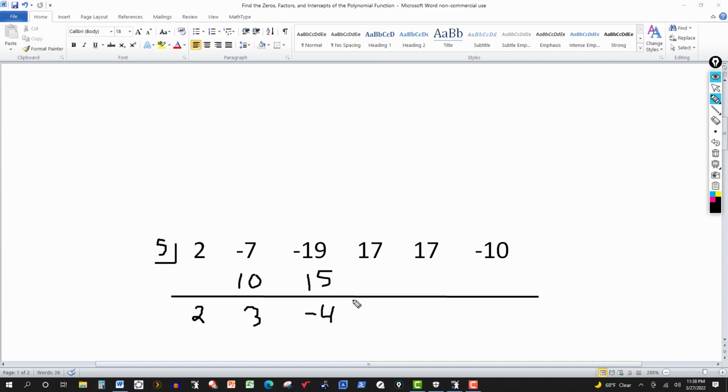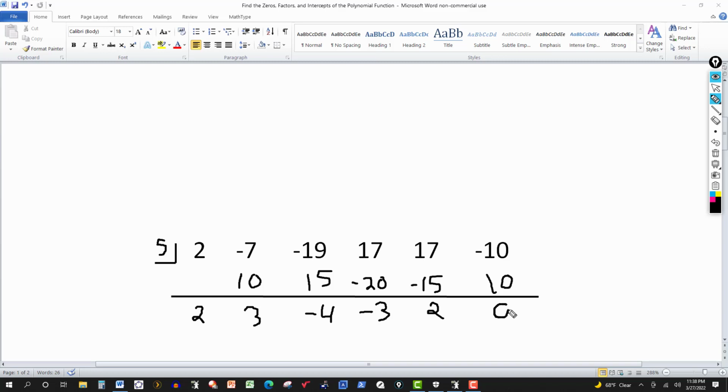5 times negative 4 is negative 20. And then we add here and we get negative 3. 5 times negative 3 is a negative 15. 17 minus 15 is 2. And 5 times 2 is 10. Negative 10 plus 10 is 0.